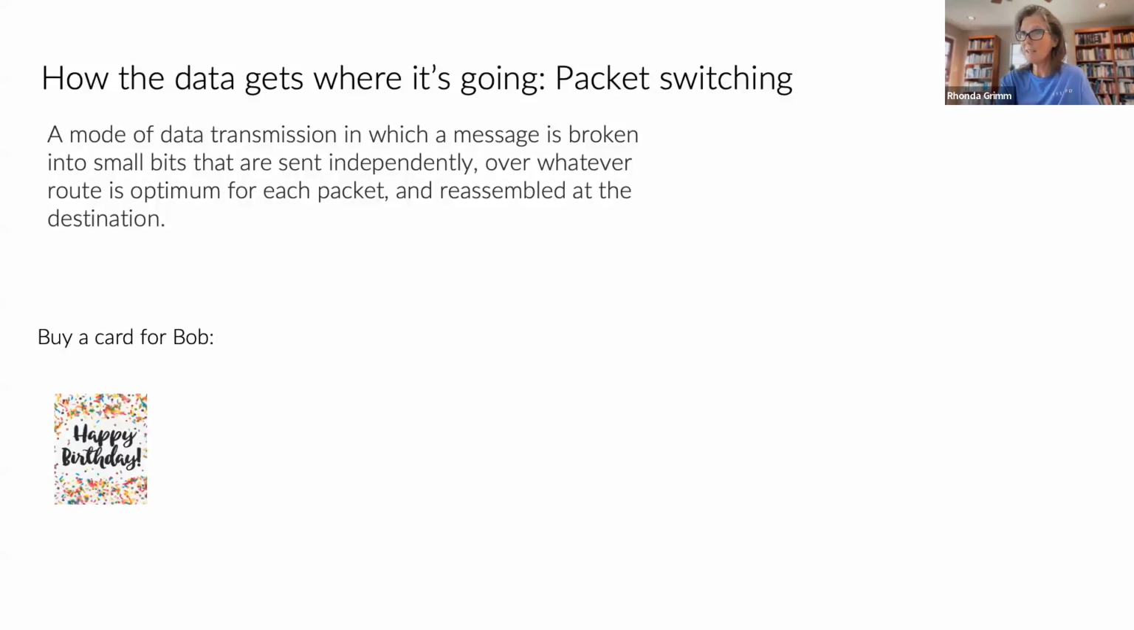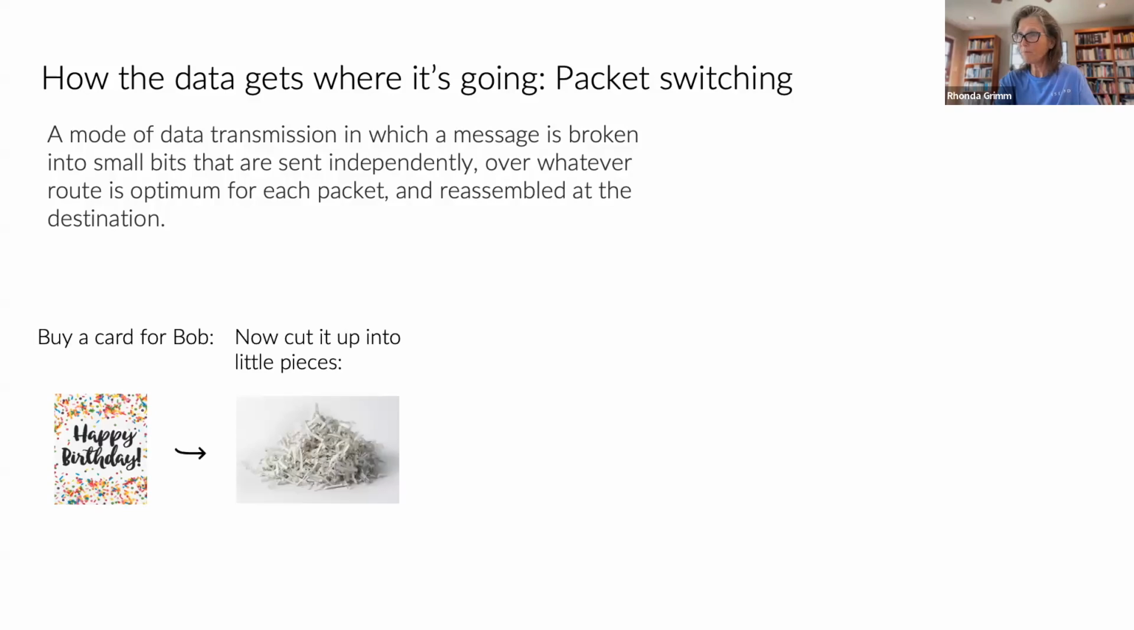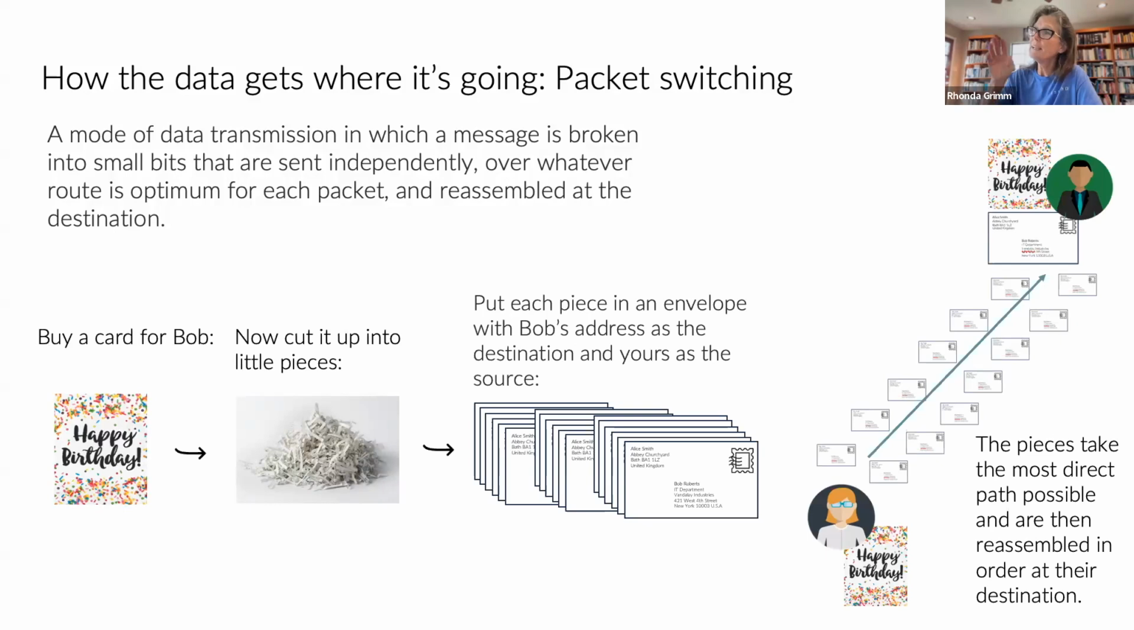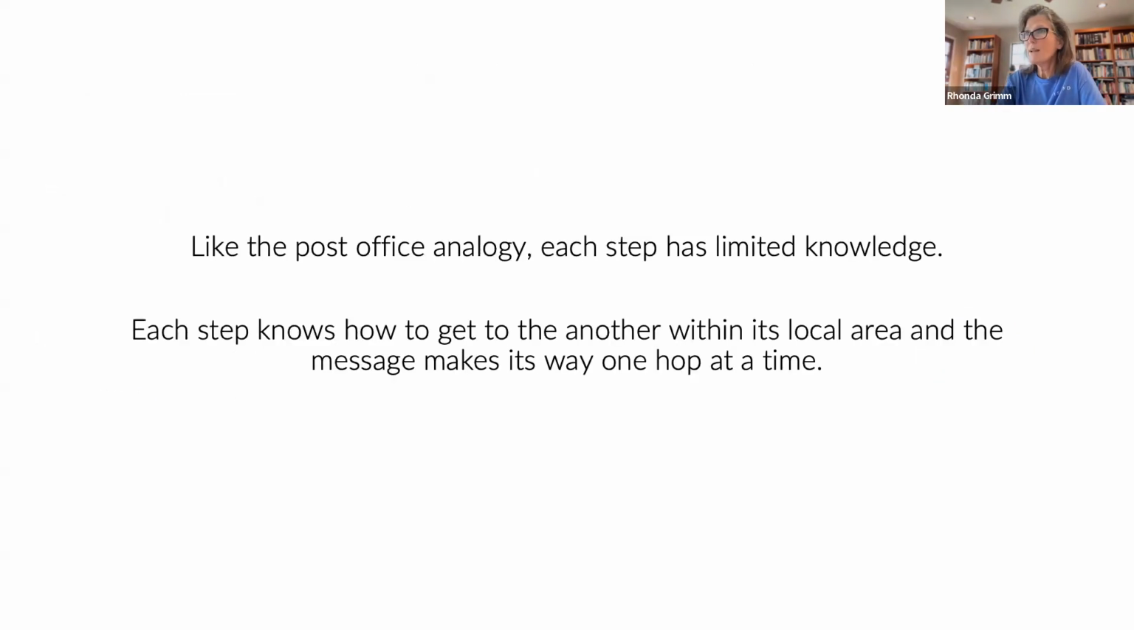So you buy the birthday card for Bob, then you cut it up into a bunch of little bitty pieces. You put each little piece in an envelope with Bob's address as the destination. You're the origin. Each of those little envelopes goes all the way in the most efficient route possible, and they are reassembled in order at their destination. Each step along the way has limited knowledge. It knows that it needs to get it to the next place that's closest and fastest.